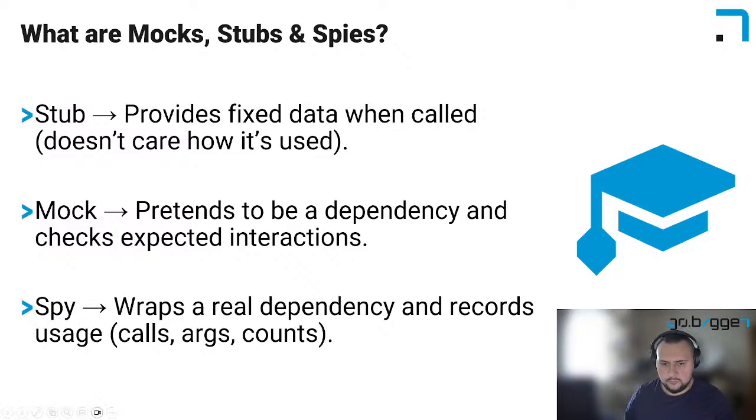At the very bottom, we have the spies. In this case, we wrap a real dependency and check the recorded usage: calls, arguments, counts, whatever. You could think of it as basically like a surveillance camera that watches a real object and records how it's actually used. For example, a logger that can assert something was called 3 times, but still let logging do its thing.